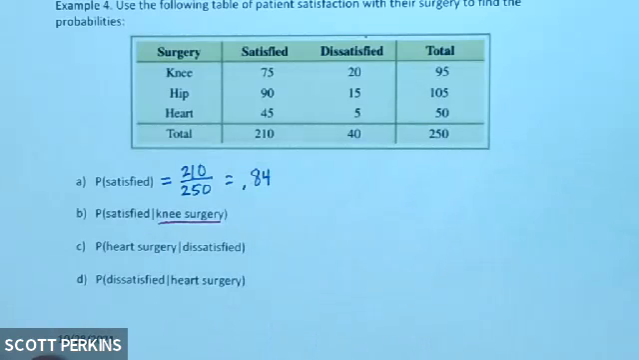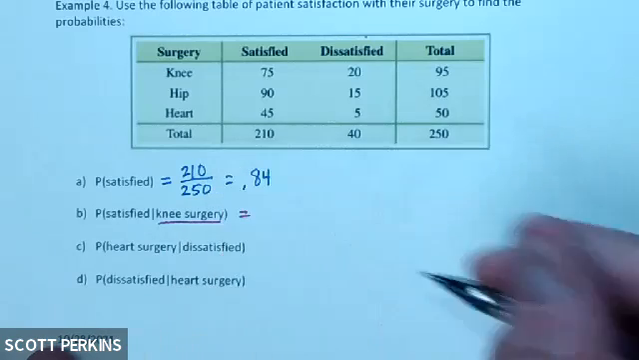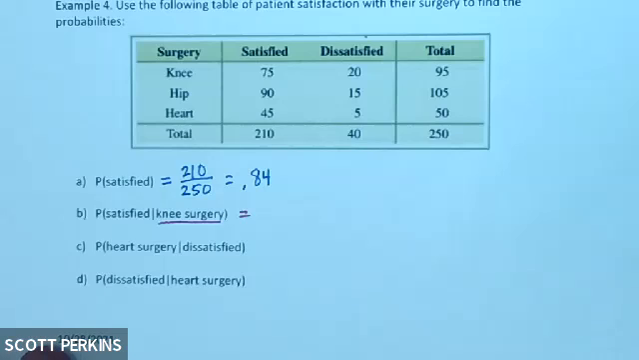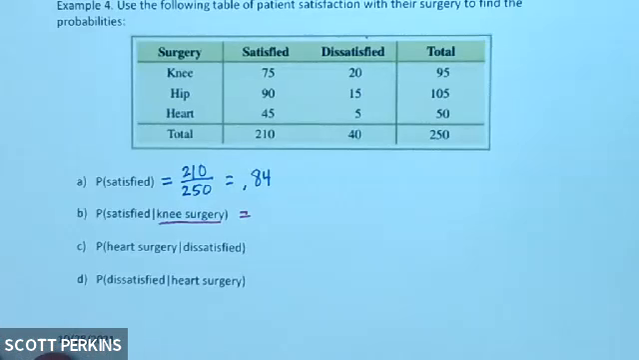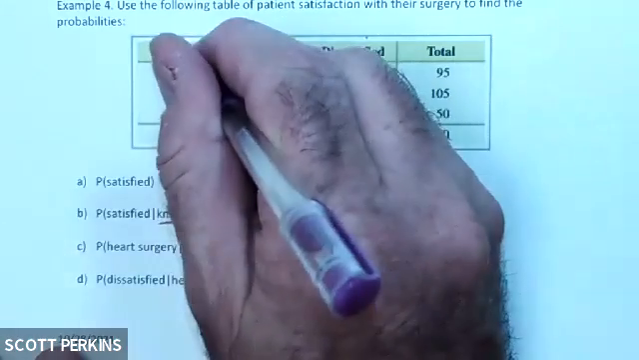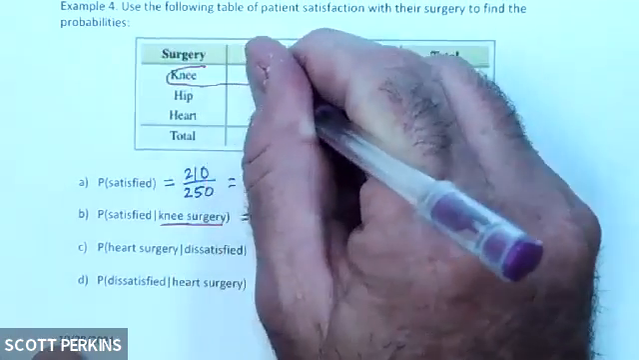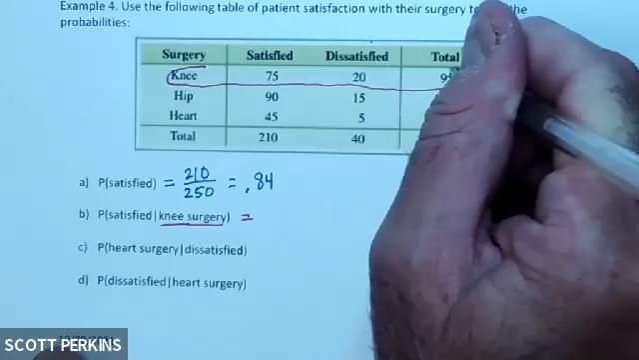Okay, so now I need given information. What's my new total number of outcomes in this case? That's the question, and that's why we're doing this problem. That's why I put two table problems. I want you to be good at reading tables. My given information is knee surgery. Knee surgery is the total number of outcomes, so I'm going to circle it. All I care about now is the knee surgery row.